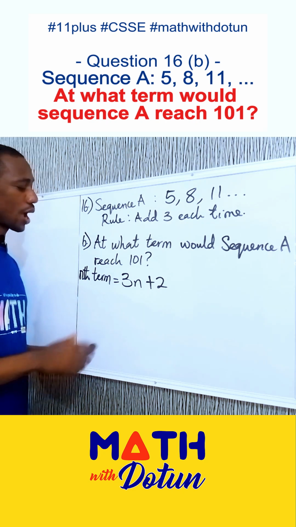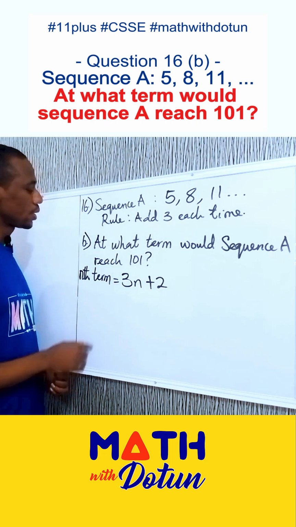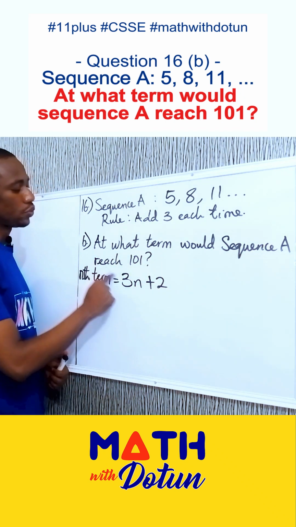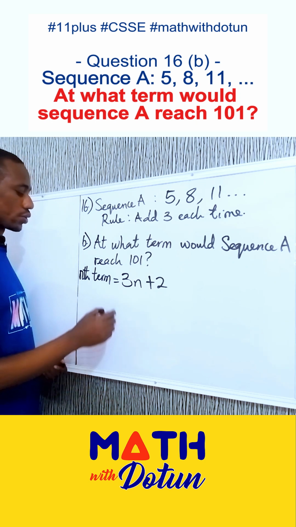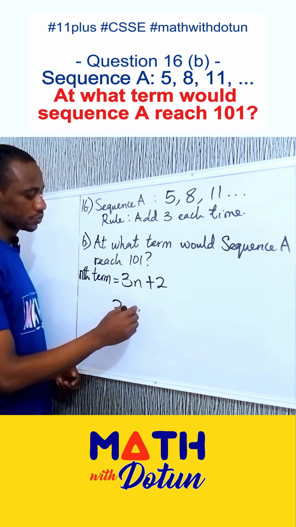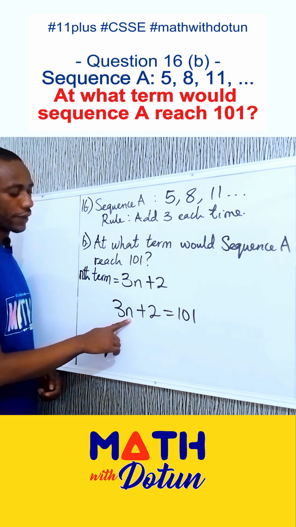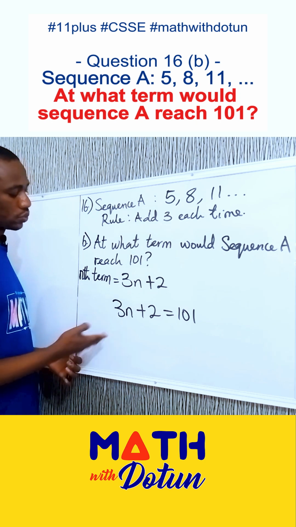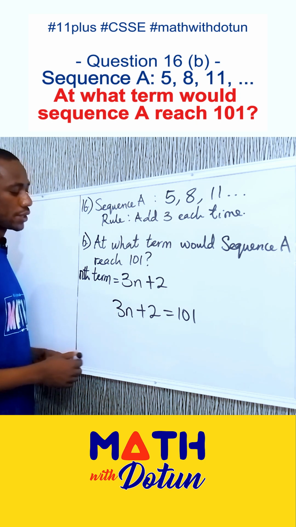So now that you know how to find the nth term, we can answer this question, okay? At what term would sequence A reach 101? So we are going to equate the nth term to 101. So the value of n will tell us at what particular term. So we have to solve this equation. All right, so let's go ahead and solve.